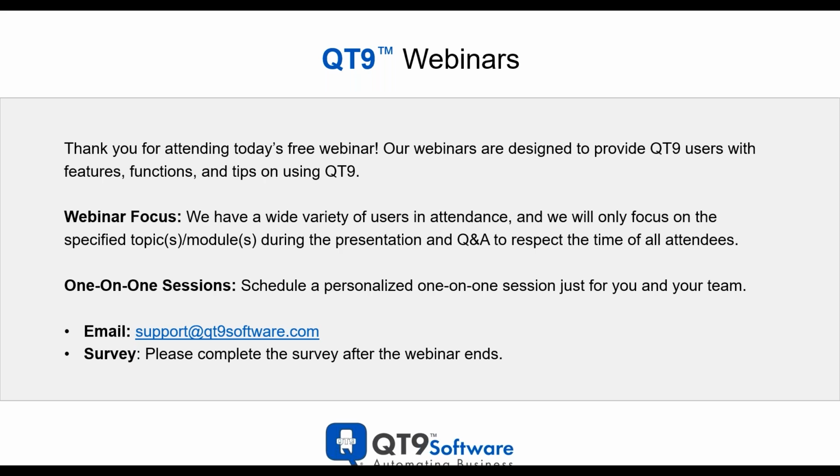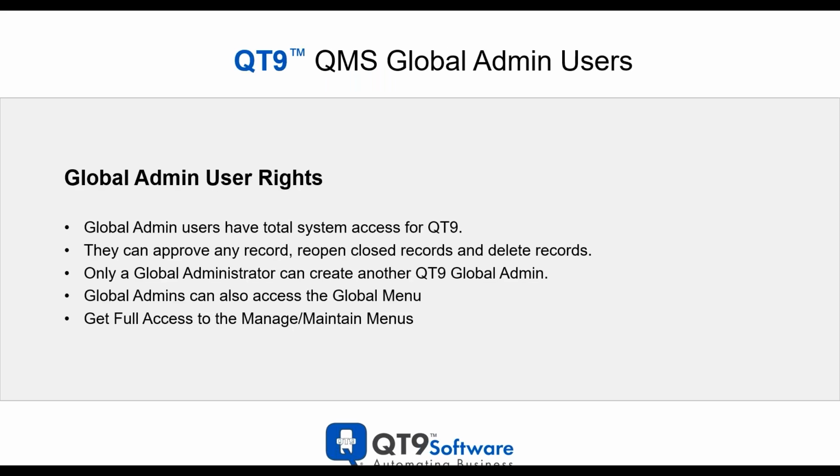All right, so we do want to talk a little bit about global admin user rights. Now, a global admin user has total access to the QT9 QMS system. They can be assigned as a responsible party for any record. They can approve for any record, regardless of site. They can reopen closed records, and they can also delete specific records. These are really key functions because a global admin appears throughout the entire system.